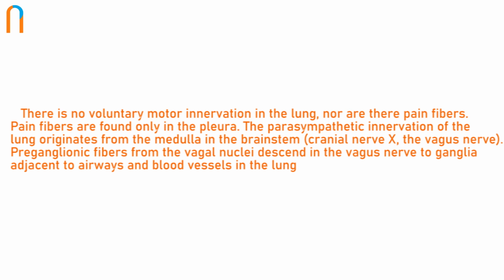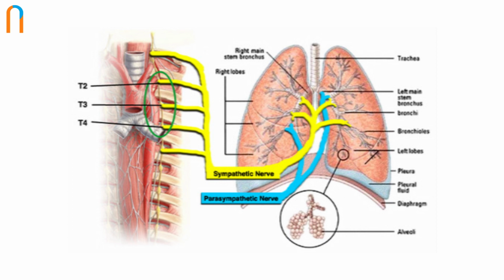Preganglionic fibers from the vagal nuclei descend in the vagus nerve to ganglia adjacent to airways and blood vessels in the lung. Postganglionic fibers from the ganglia then complete the network by innervating smooth muscle cells, blood vessels, and bronchial epithelial cells, including goblet cells and submucosal glands. In the lungs, both preganglionic and postganglionic fibers contain excitatory, cholinergic, and inhibitory non-adrenergic motor neurons.